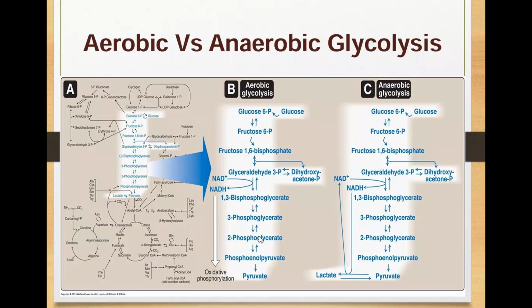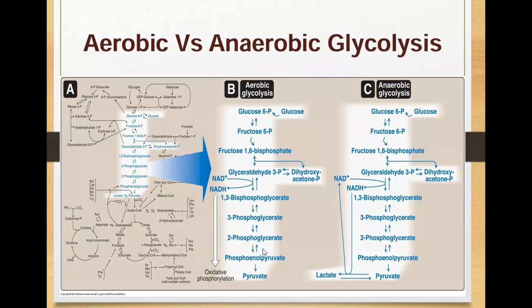In step number 8, what happened? 2-phosphoglycerate is converted to phosphoenolpyruvate by the enzyme enolase, and 1 molecule of water is removed from here, and a high energy phosphate bond is produced. So the reaction is also reversible.